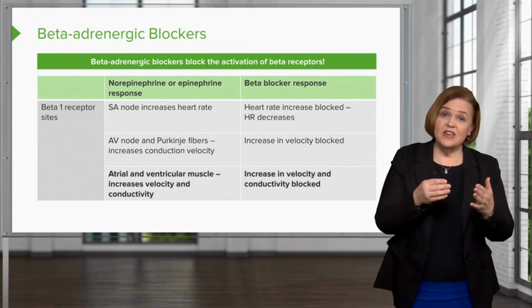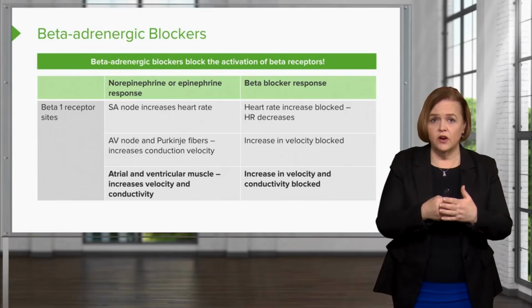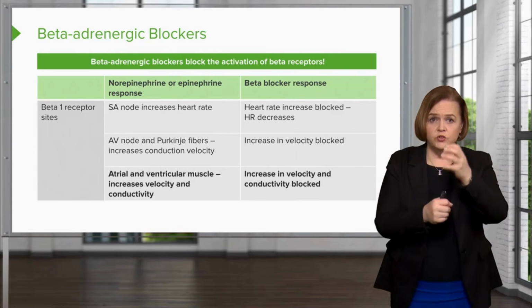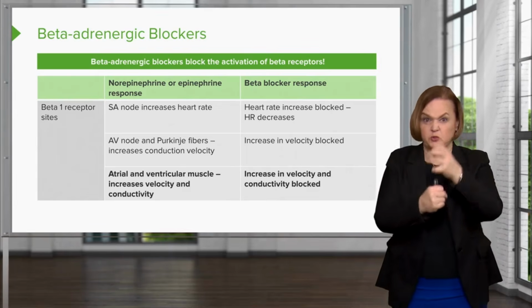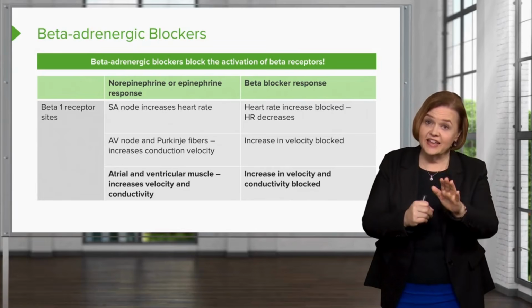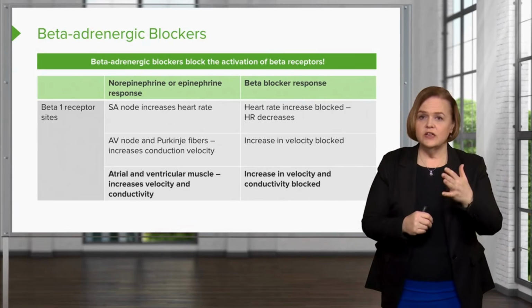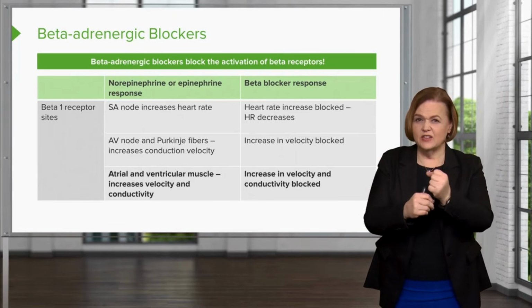Now again, if we think about norepinephrine and epinephrine getting to the beta-1 receptors on the heart, the atrial and the ventricular muscle will increase in velocity and conductivity. What does that mean? Atrium, ventricle, atrium, ventricle are going to be a lot more intense, unless the patient's taking a beta blocker. So then the increase in velocity and conductivity is blocked. It's not going as fast and as hard.